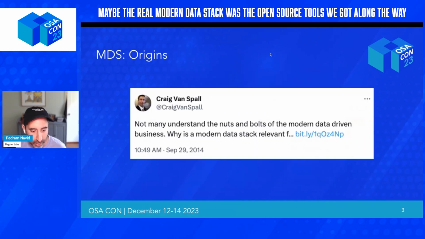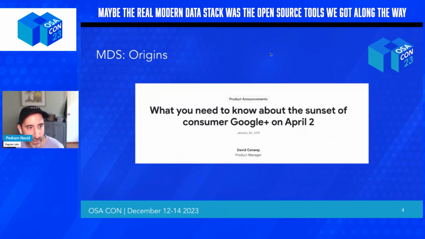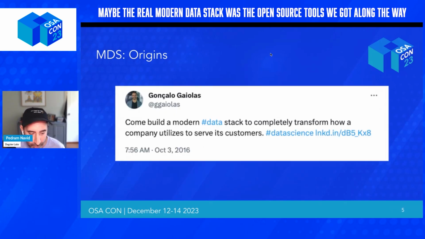We'll start, like all good history lessons, with looking up old tweets to find out where things started. And this is the oldest reference I could find to the modern data stack. Our friend Craig Van Spal from 2014, he's about to tell us why a modern data stack is relevant, well, we'll click. Oh, actually, it turns out that that was a Google Plus link, so we won't know what happened, but that's okay.